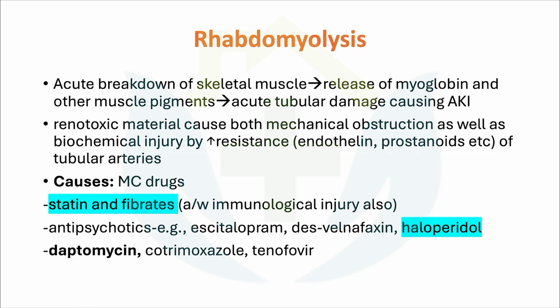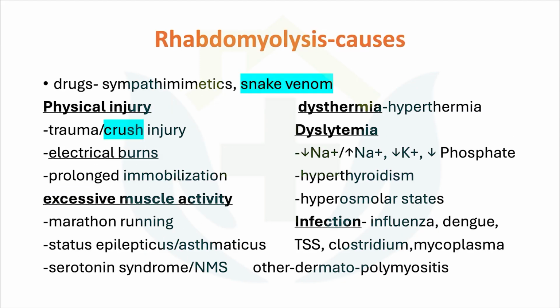Antipsychotic medications like haloperidol, escitalopram, desvenlafaxine. I have personally seen patients taking SSRIs and landing up in AKI with rhabdomyolysis in my DM training program. And there are other antibiotics such as daptomycin, cotrimoxazole, and tenofovir. Among these, daptomycin is very important to remember, which can cause rhabdomyolysis. And among the toxicology causes, sympathomimetic drugs and snake venom, especially snake venom, which can cause blistering and rhabdomyolysis and AKI.